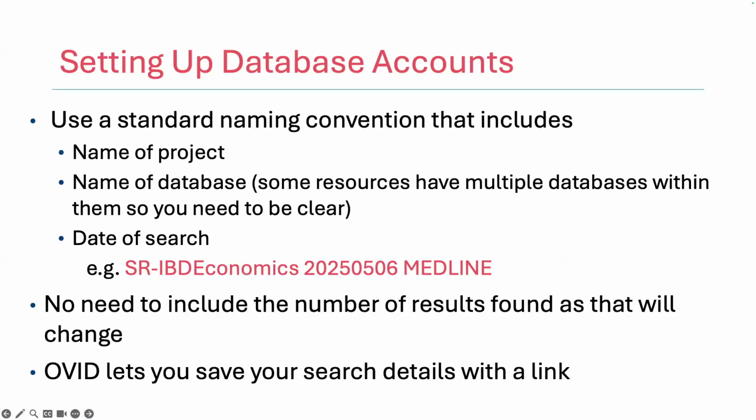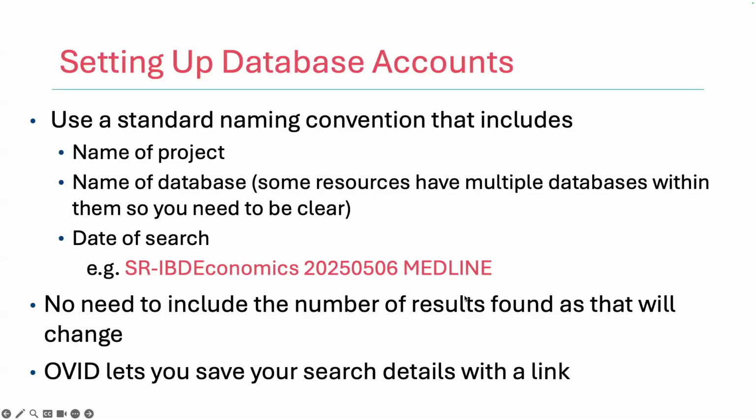Okay. When you are saving searches in a database, you create an account, and then you save the searches that you run. I would recommend using a standard naming convention that includes the name of the project, the name of the database, and the date of the search. You can see here, I label all of my systematic or scoping reviews with SR. Then I put in that this is my search related to irritable bowel disorder and economics, the date I did the search, and the database that I did it in.